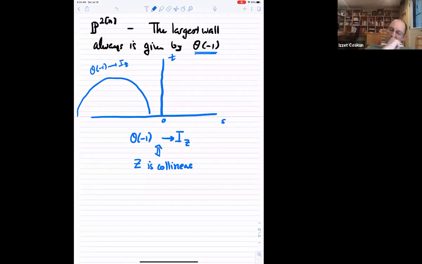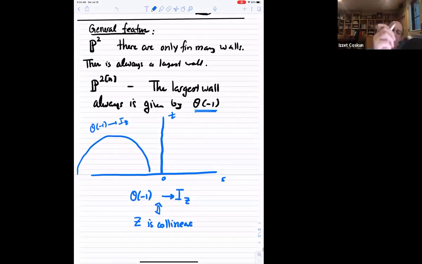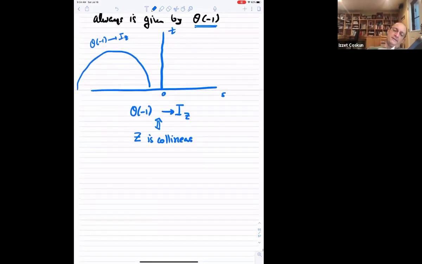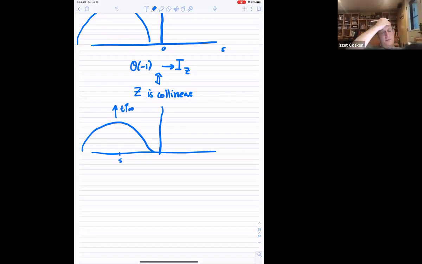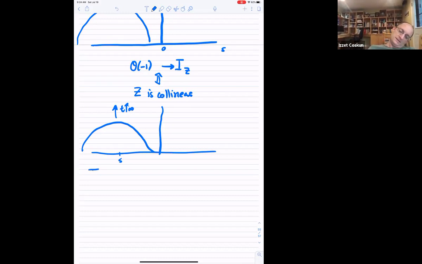I should have said one more thing in terms of the general features. Even in general, and this has nothing to do with P2, you have this largest wall. The basic fact is that as you fix S and you let T tend to infinity, then the Bridgeland moduli space becomes isomorphic to the moduli space of Gieseker semistable sheaves, the Gieseker moduli space we were talking about.